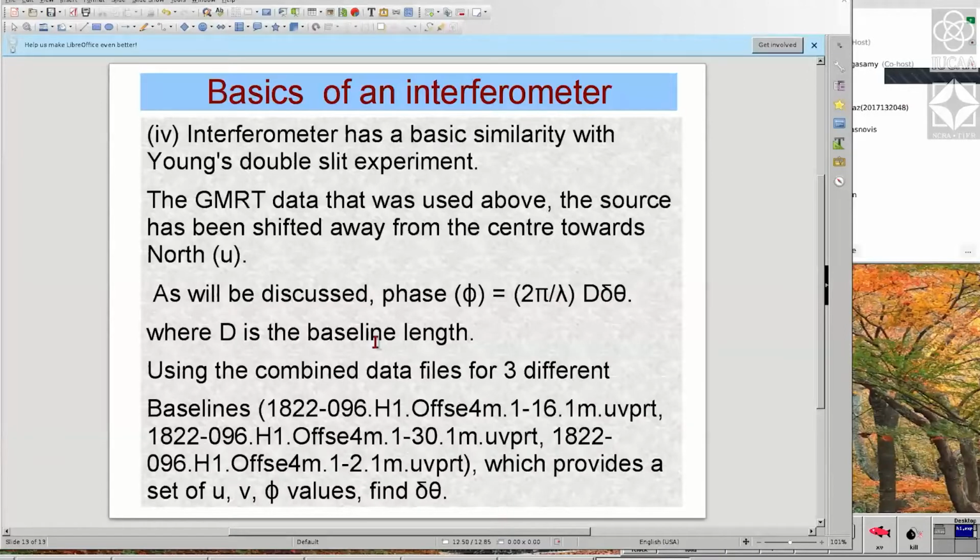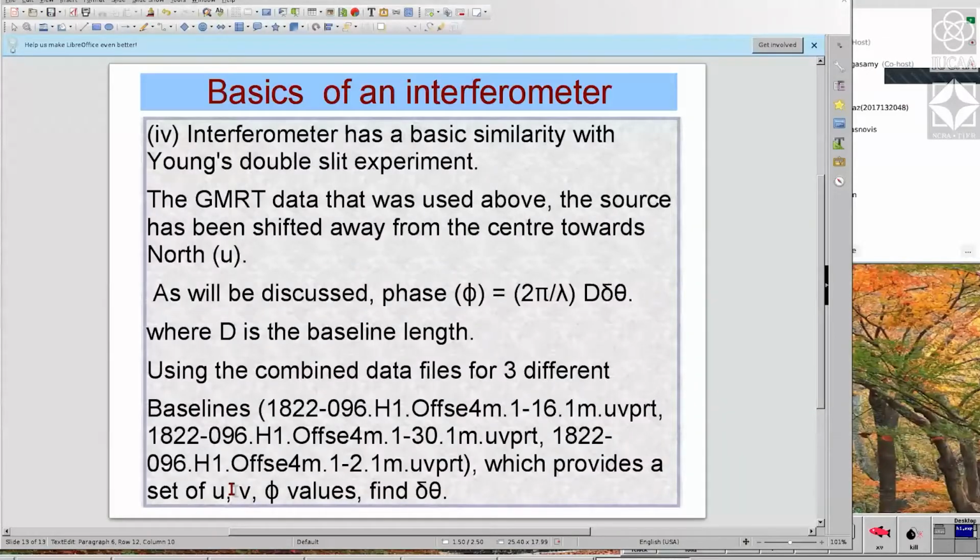Now this can be shown explicitly, where d is the baseline length, using the combined data files for 3 different baselines which you have been given in the Google folder, which will give you the values of U, V, and W. Because the source is in the north, only one of these contains this. I am not talking about U, V, and W today; this again should have been covered in interferometry. The basic thing is that it is the baseline component. One is along east, one is along north, and W I am not talking about at all. W is a different thing.